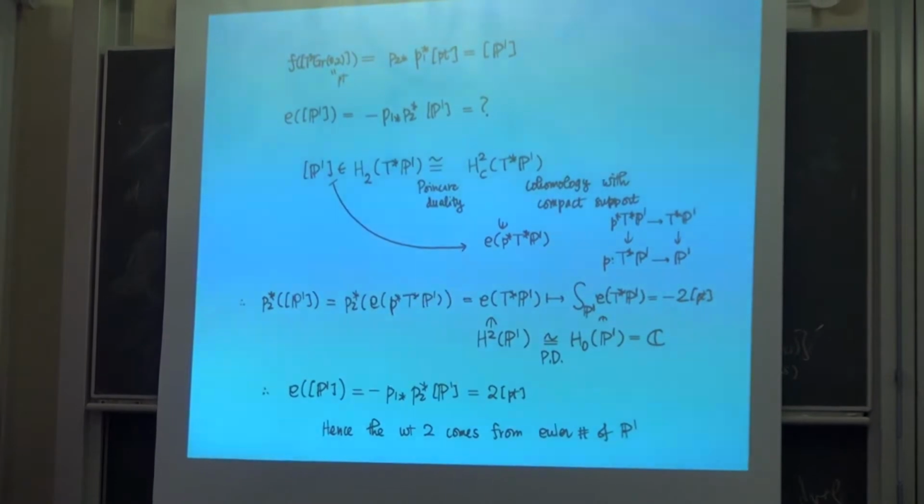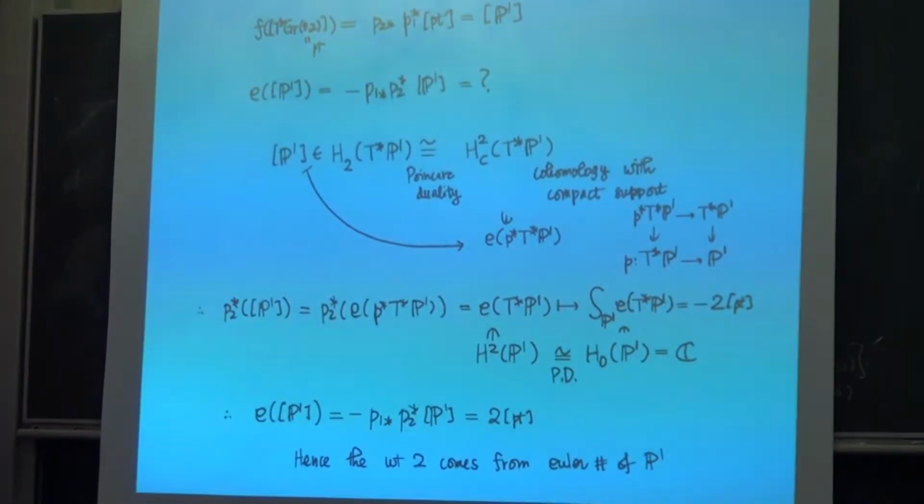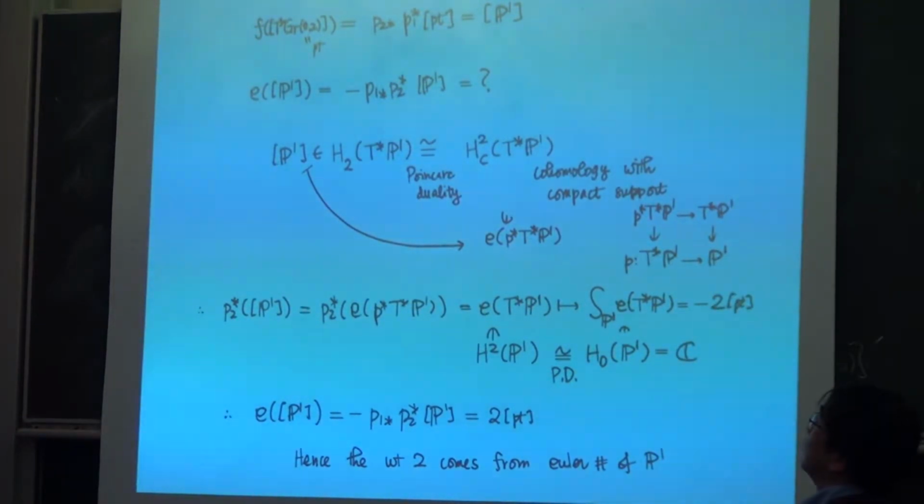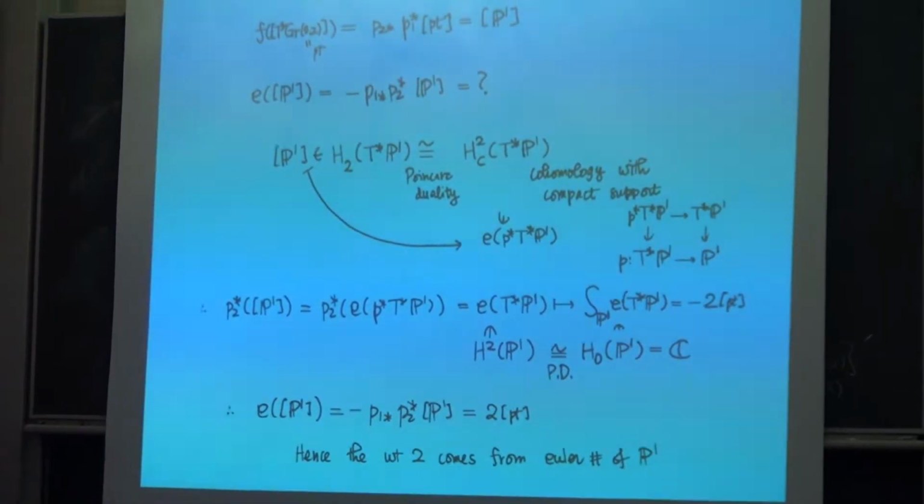Then I compute. So this is the first example. I calculate slowly. So I apply F to the fundamental class of the first space. The first space is just a point. So the Poincare dual of the point is just 1. So the pullback of 1 is just 1. So you get the cohomology class 1 on the projective line.